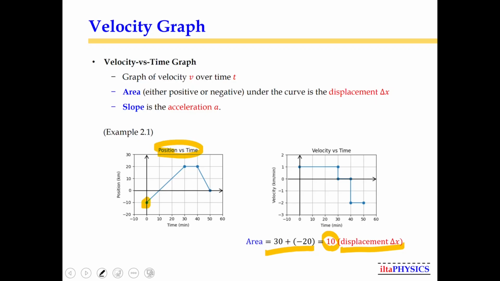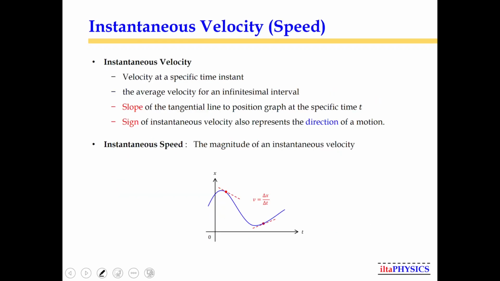The car started at minus 10 kilometers and ended at 0, so it moved 10 kilometers to the right in total. Finally, let's briefly explain instantaneous velocity before we end today's lecture. Because we learned how to represent an object's motion with a position graph today, we can now define it.